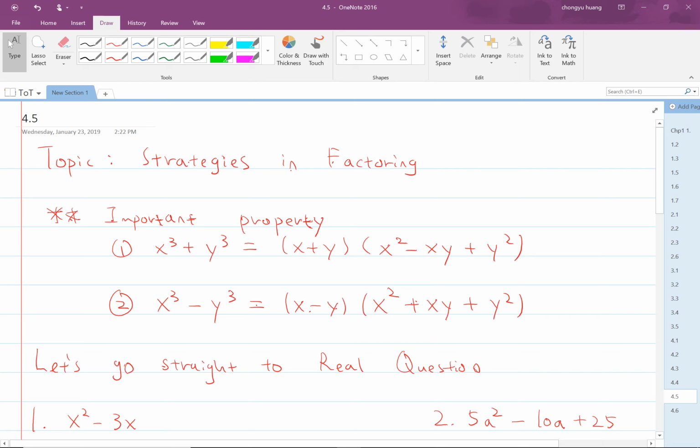Okay guys, so today our topic is going to be strategy in factoring. It's basically about how, when you see a different question, there are different kinds of strategy and different ways you can factor it.